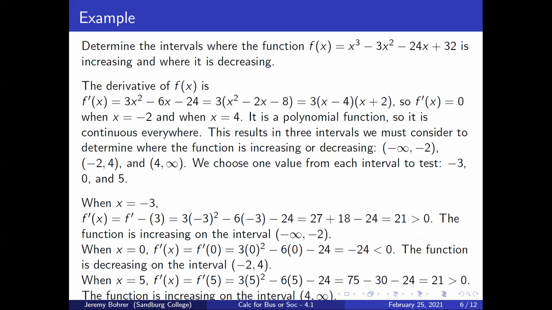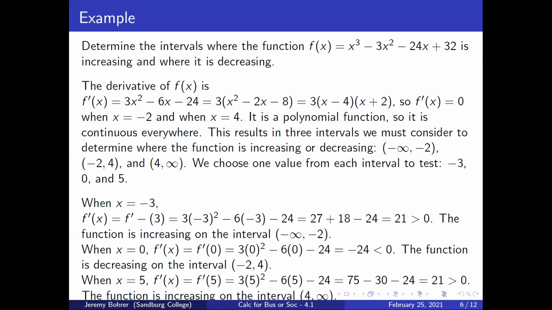When x equals negative 3, f prime of x equals f prime of negative 3, which is 3 times negative 3 squared minus 6 times negative 3 minus 24, which is 27 plus 18 minus 24, which is 21. And that's greater than 0. The function is increasing from negative infinity to negative 2.